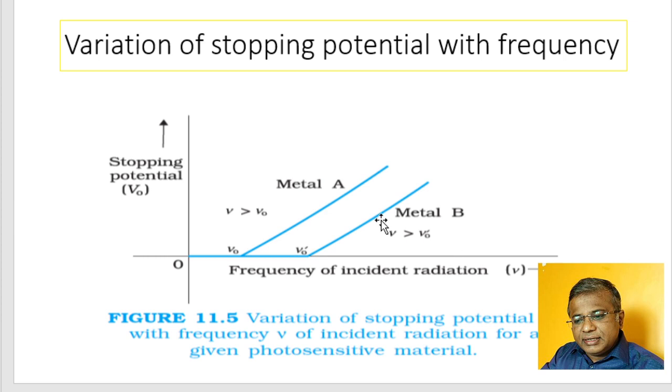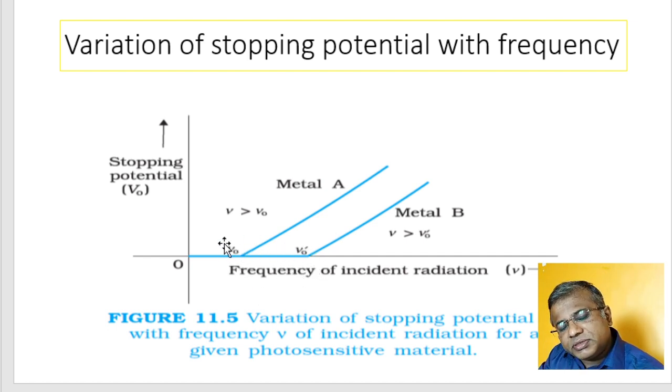And then if you see one more graph over here, for every metal surface, this is a graph of stopping potential with frequency. First of all, you can see this graph starts from some point here, mu naught and mu naught dash. What must be the meaning of this graph? The meaning of this graph is that below a certain frequency, there won't be any photoelectric emission. Hence, there is no requirement of any stopping potential, because once electrons itself are not coming, there is no requirement of stopping potential.